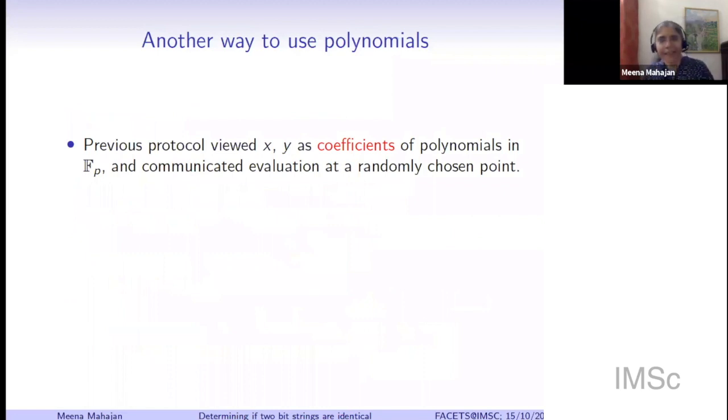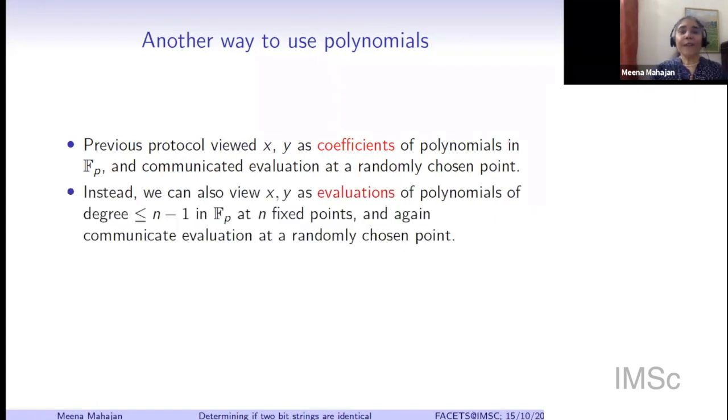And as a small aside, here is another way to use polynomials. This protocol which we saw viewed x and y as coefficients of polynomials in the field FP, and it communicated the evaluation of those polynomials at some randomly chosen point. Another thing that we could have done was to view x, y as evaluations of polynomials. Then these will be different polynomials.